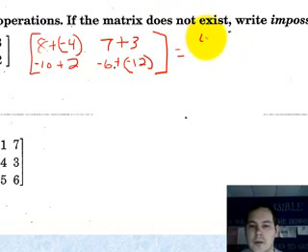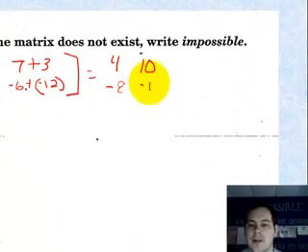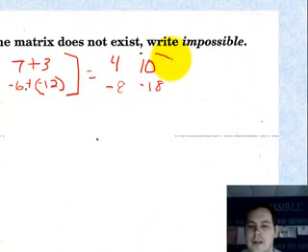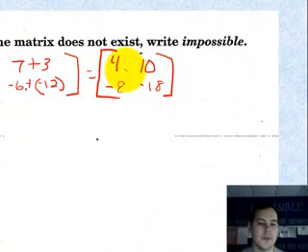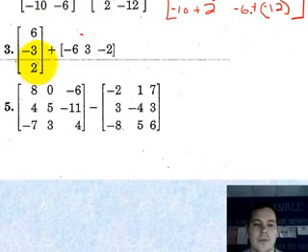I got 8 minus 4 is 4. 7 plus 3 is 10. Negative 10 plus 2, negative 8. And negative 6 plus a negative 12 gives me a negative 18. That is going to be my answer for number 1. Number 3. So on number 3, if I count these up, I have 1, 2, 3.